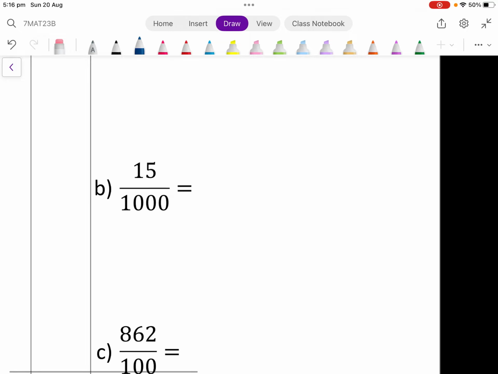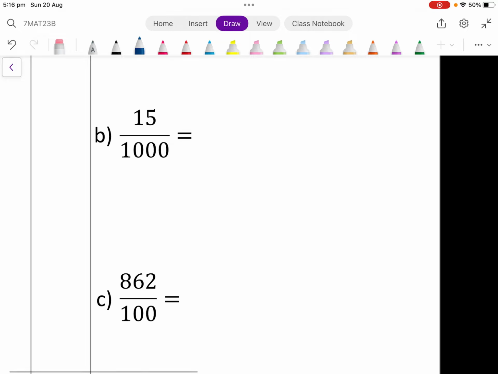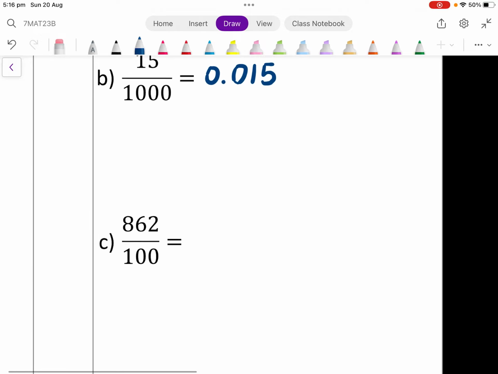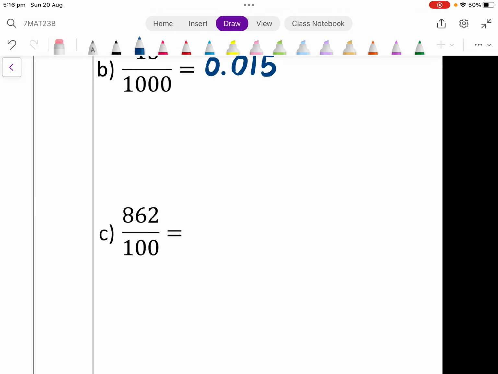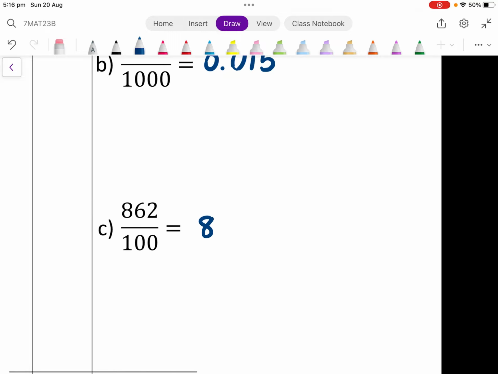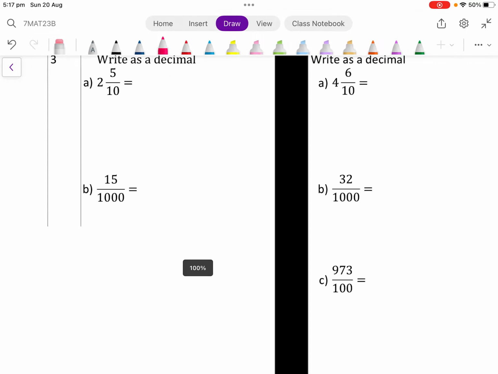The next one here, we have 15 over 1,000. This is the same as writing 0.015. And then we have 862 over 100. So we have 8 wholes, 0.62. What we were really doing there is moving our decimal point from behind our 2 up 2 places to be behind our 8 there.